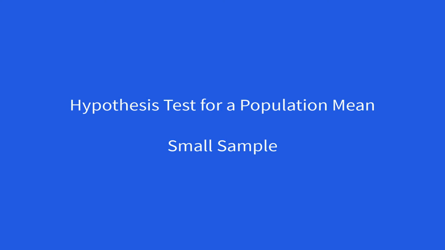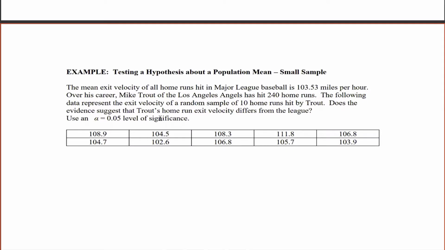Now we're going to look at the small sample case. The mean exit velocity of all home runs hit in Major League Baseball is 103.53 miles per hour. So that's literally how fast the ball is traveling after it leaves the bat.